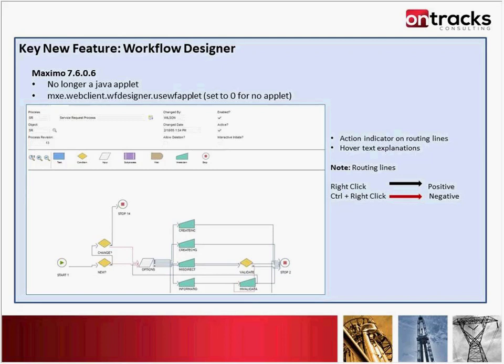So I talked about this before. Here's what the new Workflow Designer, not applet, looks like. It's a little bit different. A couple things they've introduced so that you can actually see which routing lines do have an action on them. And then there is also hover text explanation. So you can hover over any of the nodes on there, and it's going to give you some more information.